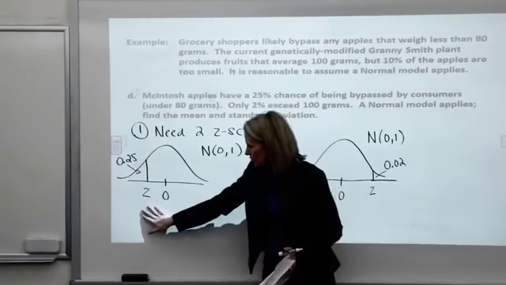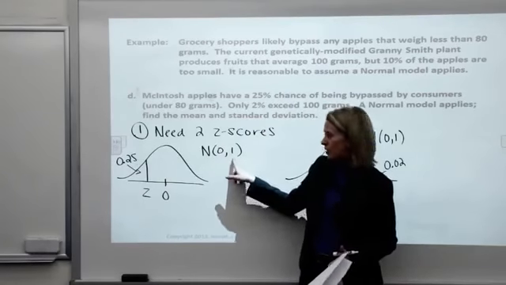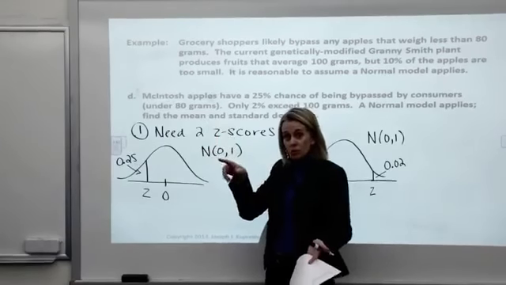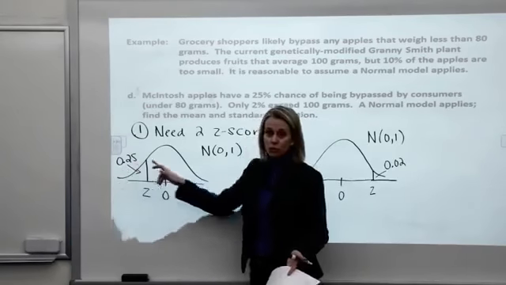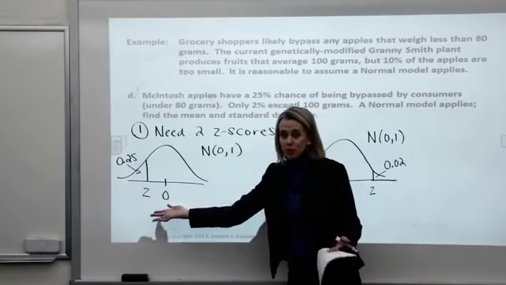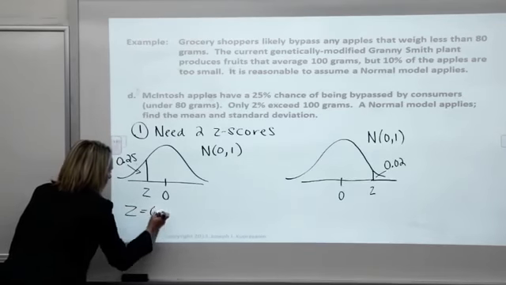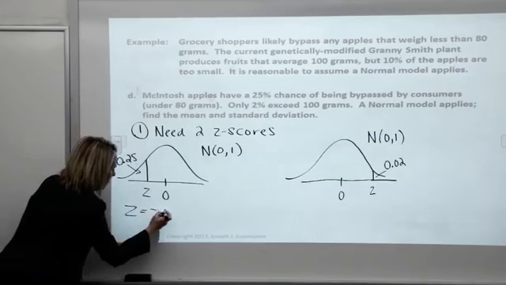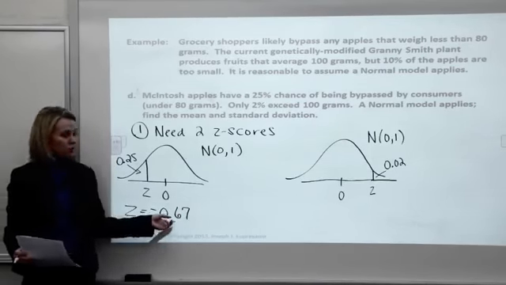To find this z-score, you would go into StatCrunch. The mean is 0. The standard deviation is 1. We're looking for the probability that x is less than, we don't know, leave that box blank, and that area equals 0.025. Make sure you get a reasonable z-score. My picture tells me it better be negative. And if you do this z-score, it's about negative 0.067.